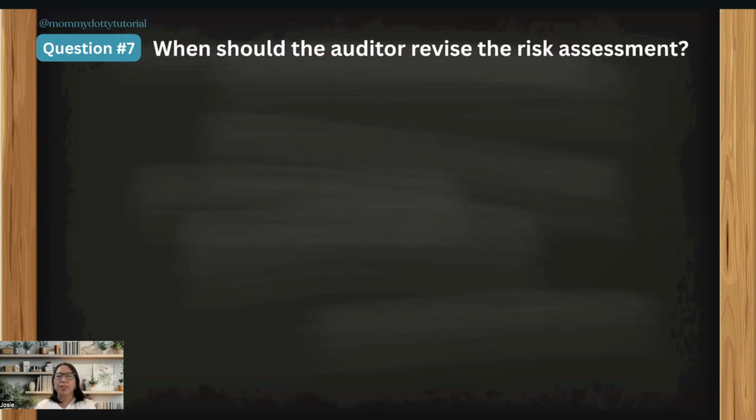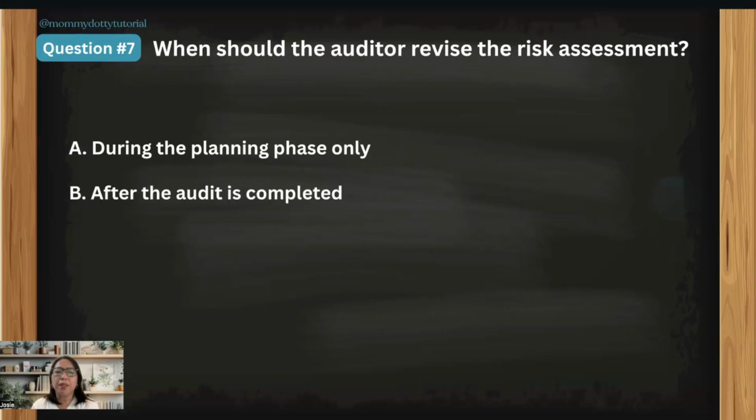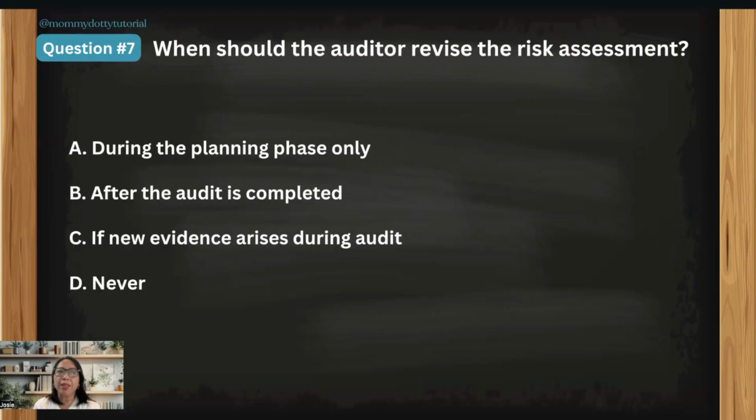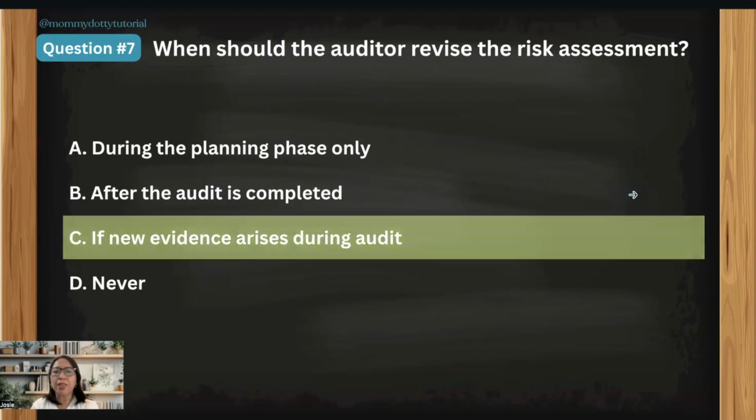Okay, now let's go to question number 7. When should the auditor revise the risk assessment? A, during the planning phase. B, after the audit is completed. C, if new evidence arises during the audit. And D, never. You may pause this video to think. The correct answer is letter C, if new evidence arises during the audit. So remember the dynamic: risk assessment should be updated based on audit findings.